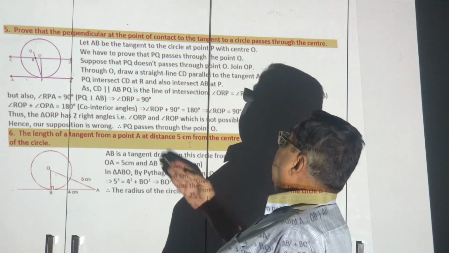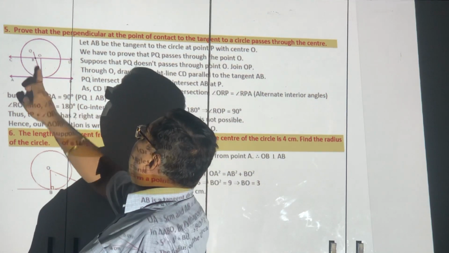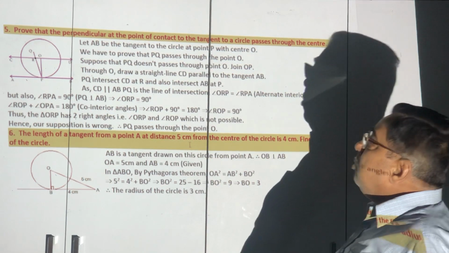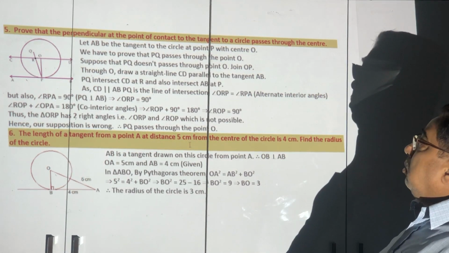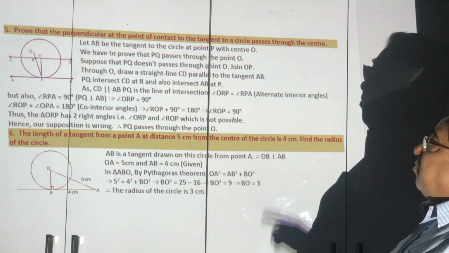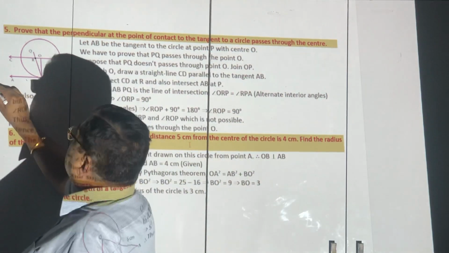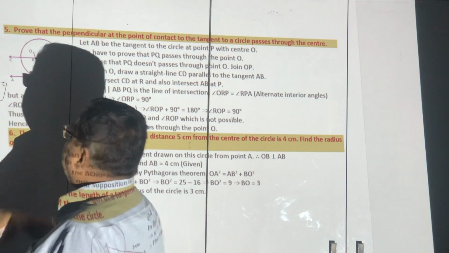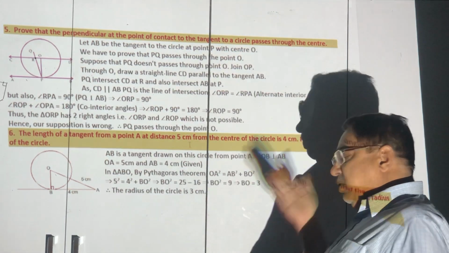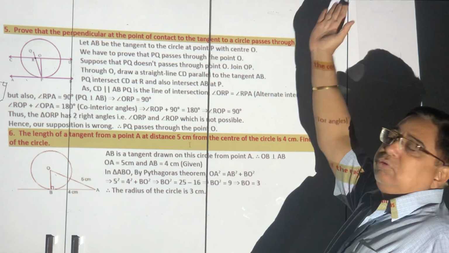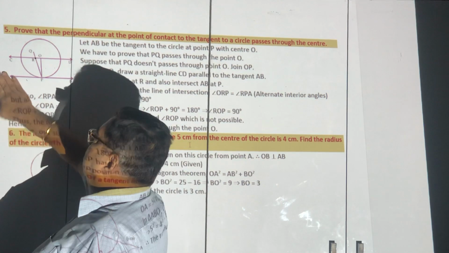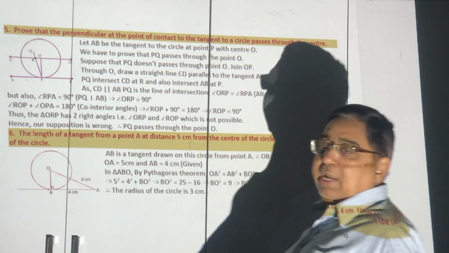But we get ORP is 90 degrees. Why? We've already seen, because it's a parallel straight line, the sum of these two angles is 180 degrees. Now, that cannot be possible because a triangle cannot have two right angles. Not possible. Therefore, what I am thinking is wrong. Therefore, it passes through the point. Negative proof, because what I am thinking is not possible. So that's why what is written is correct. Negative proof.